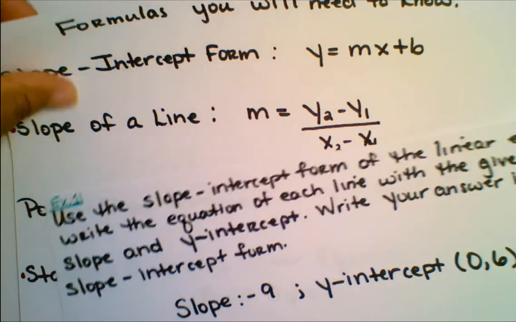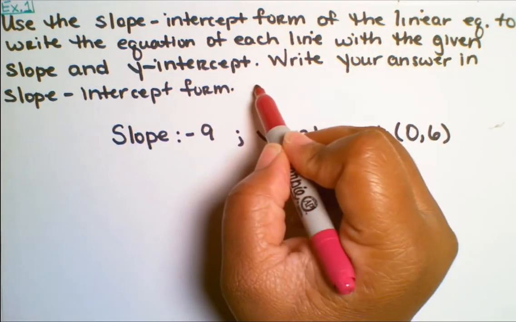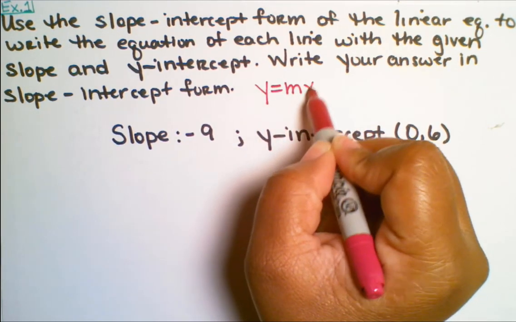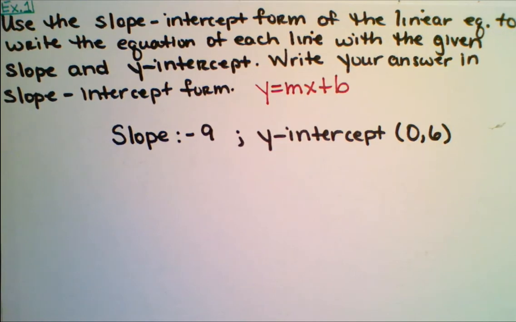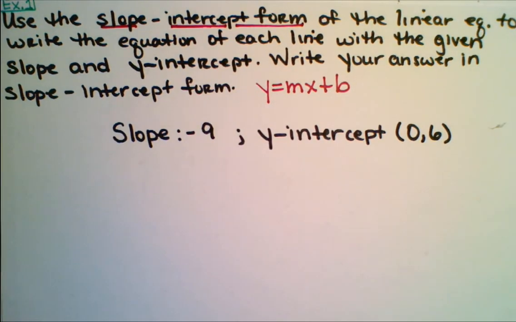So let's look at the first example. It says use the slope-intercept form of the linear equation to write the equation of a line with the given slope and y-intercept. And then it's telling you how it wants you to write your answer. It says to write your answer in slope-intercept form, y is equal to mx plus b. And in the instructions is also telling you what to use so you can go ahead and write out the equation. It's telling us to use the slope-intercept form, that formula.